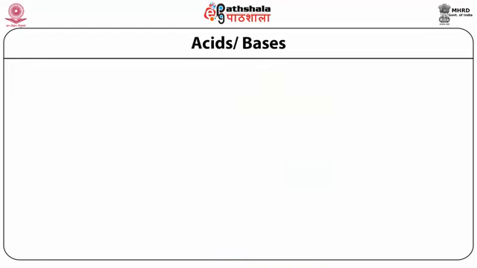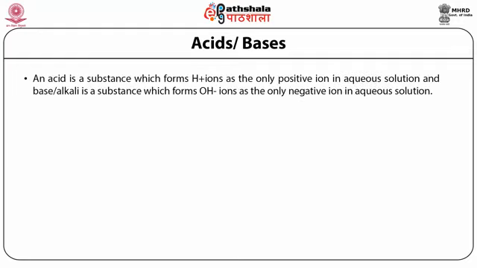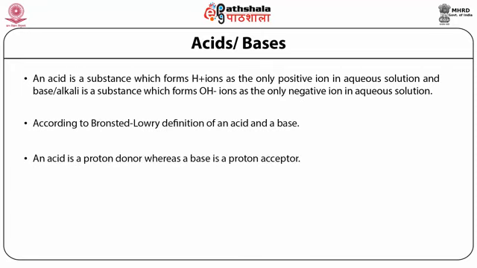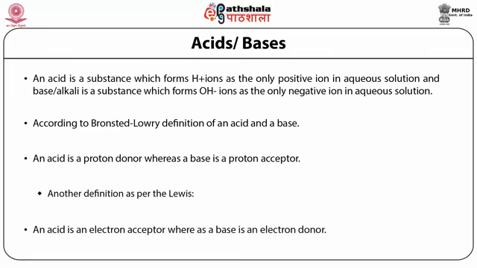The present slide talks about the use of acids and bases. An acid is a substance which forms H+ ions as the only positive ion in aqueous solution, and a base or alkali is a substance which forms hydroxide ion as the only negative ion in aqueous solution. A base is an insoluble hydroxide, and according to the definition of an acid and a base, an acid is a proton donor, whereas a base is a proton acceptor. Another definition: an acid is an electron acceptor, while a base is an electron donor.